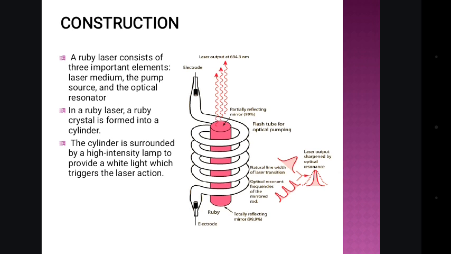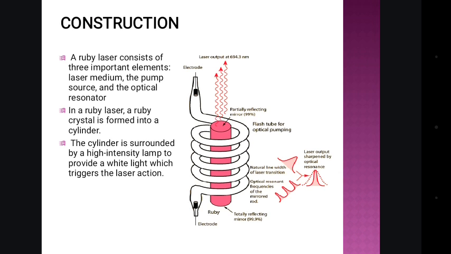In a ruby laser, population inversion is required to achieve laser emission. Population inversion is the process of achieving a greater population in a higher energy state than in the lower energy state. In order to achieve population inversion, we need to supply energy to the laser medium, and here we use a flash tube as the energy source.